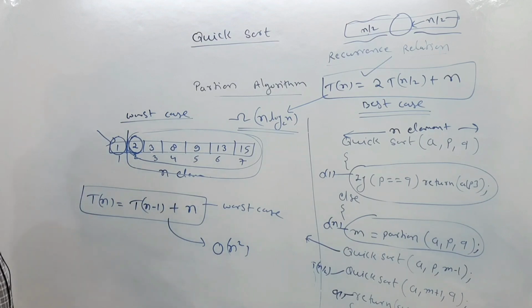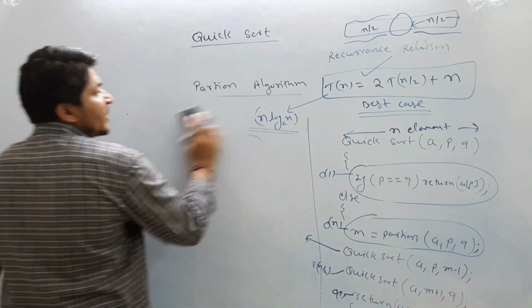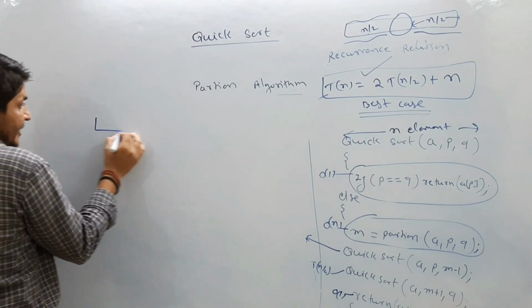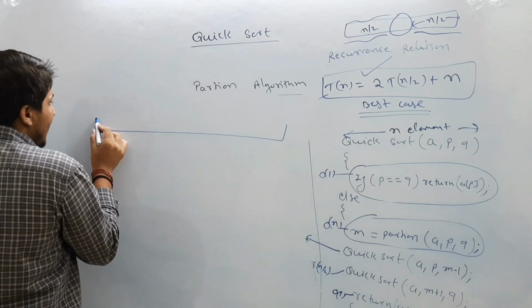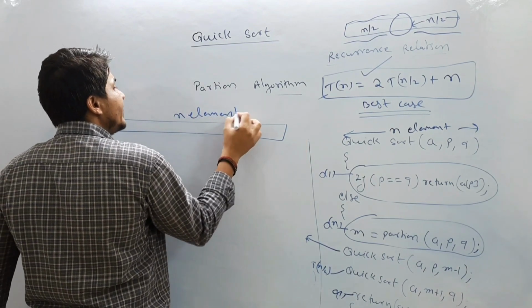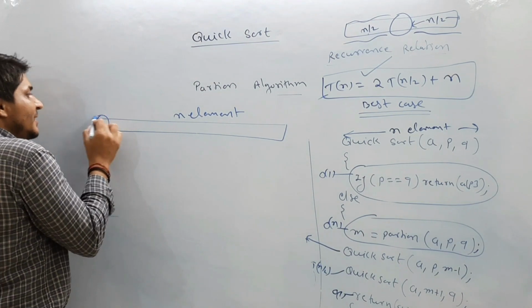So let us assume another scenario. Let me give you one more example. Let's suppose we are having an n elements problem, and we are assuming the first element as the pivot element.